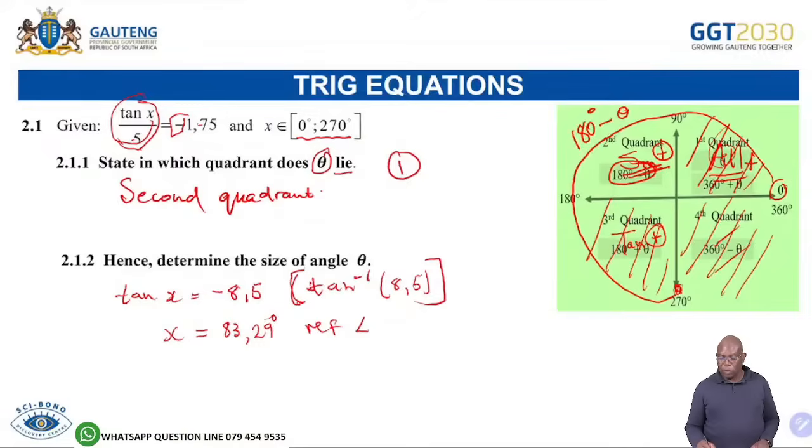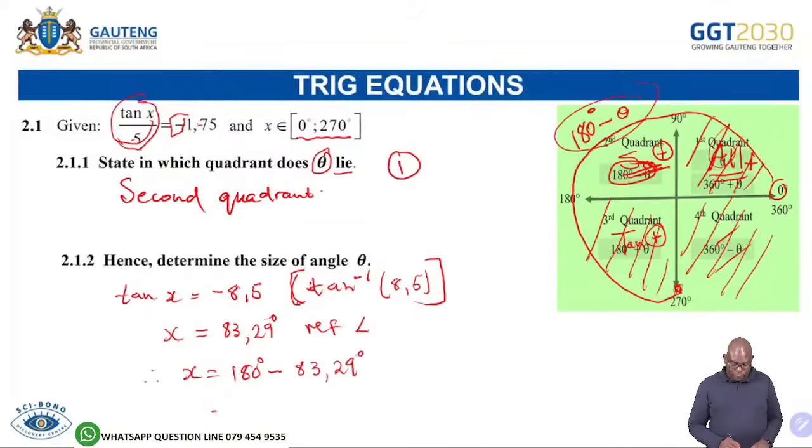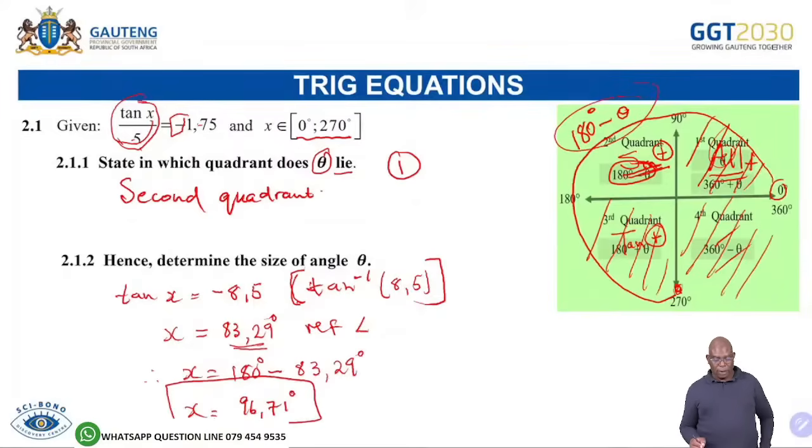But that angle is in this quadrant. Can you see? We want the angle in the second quadrant. So how do I get my angle? Therefore, x will be 180 minus the reference angle. My reference angle is 83.29. So first I must check where that angle is. And then I'll get 96.71 degrees. That is my final answer. You can see this one is a reference angle. It is not my answer. Okay, right.